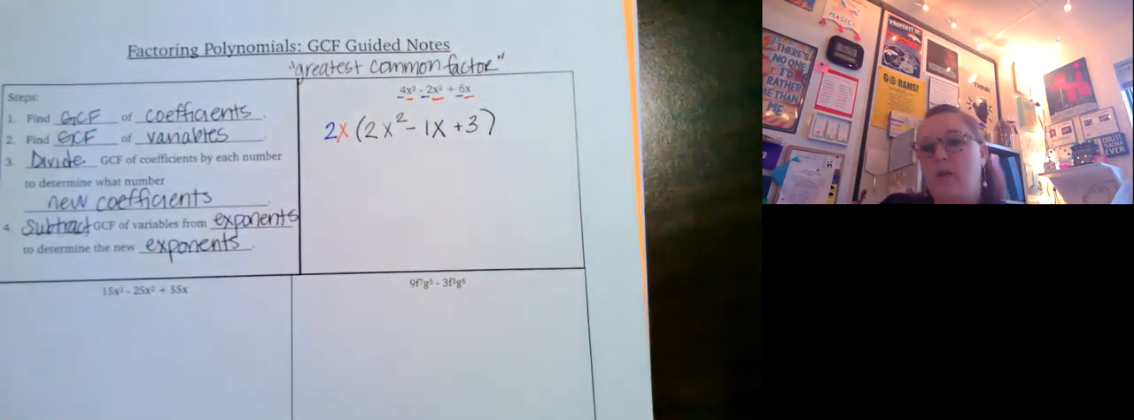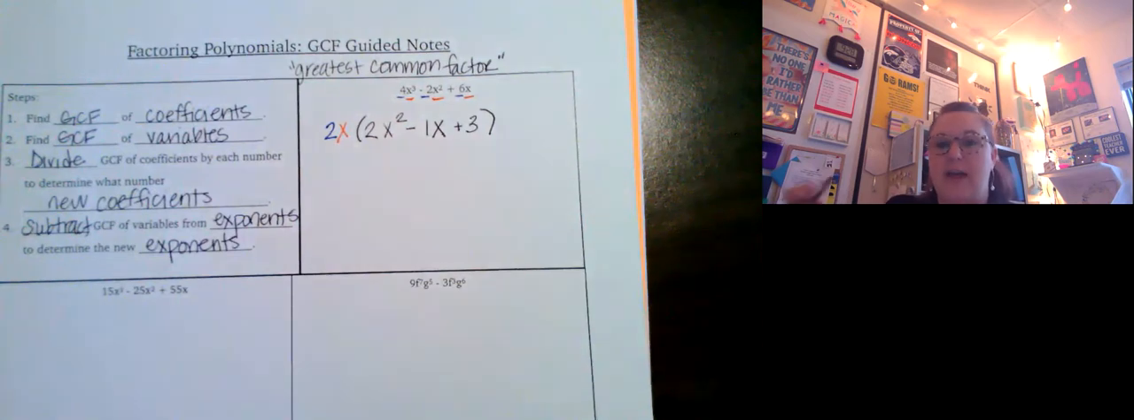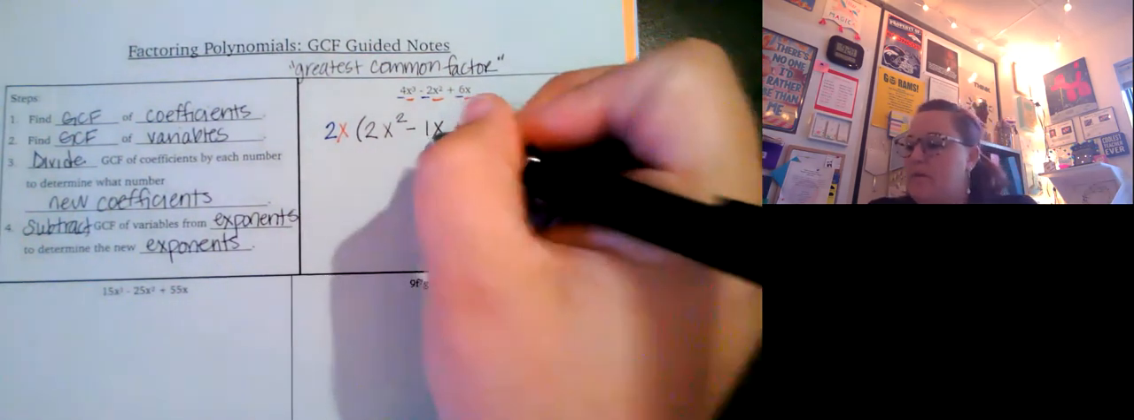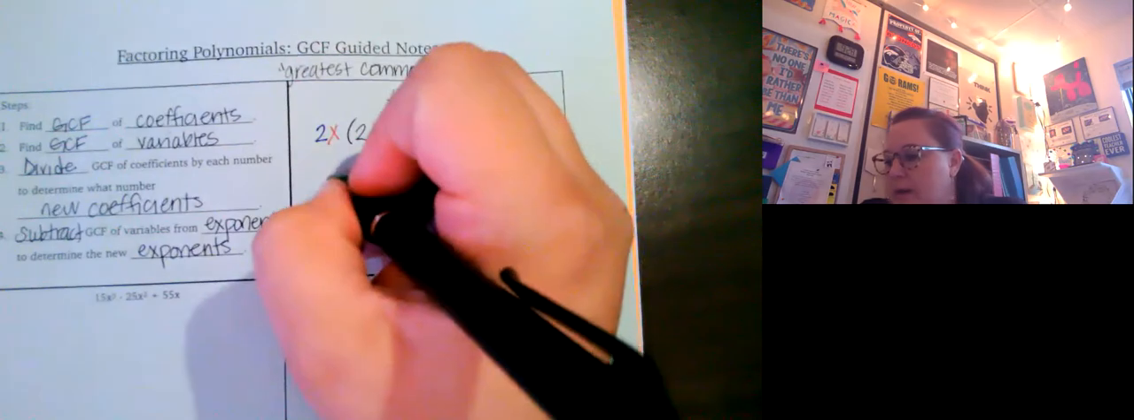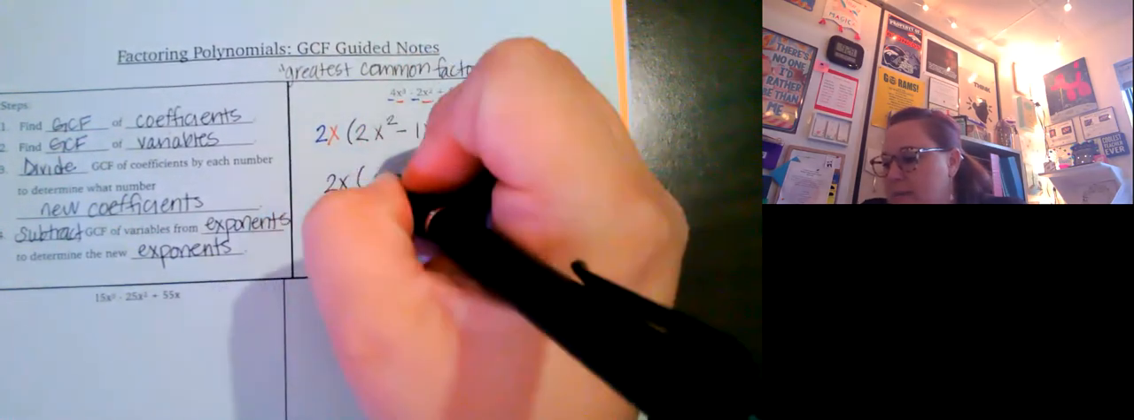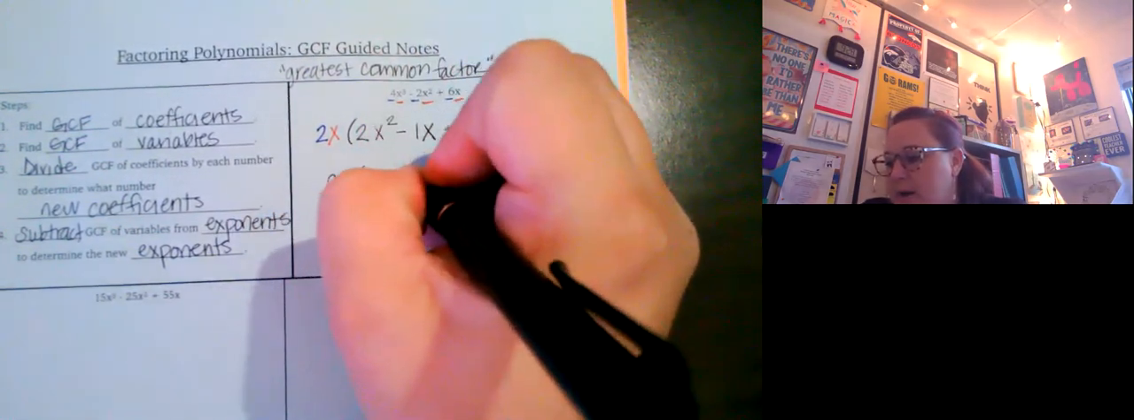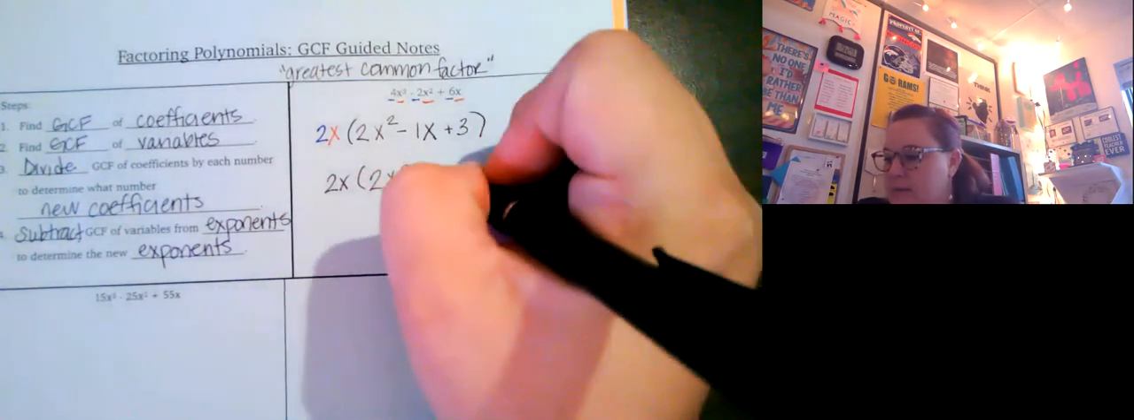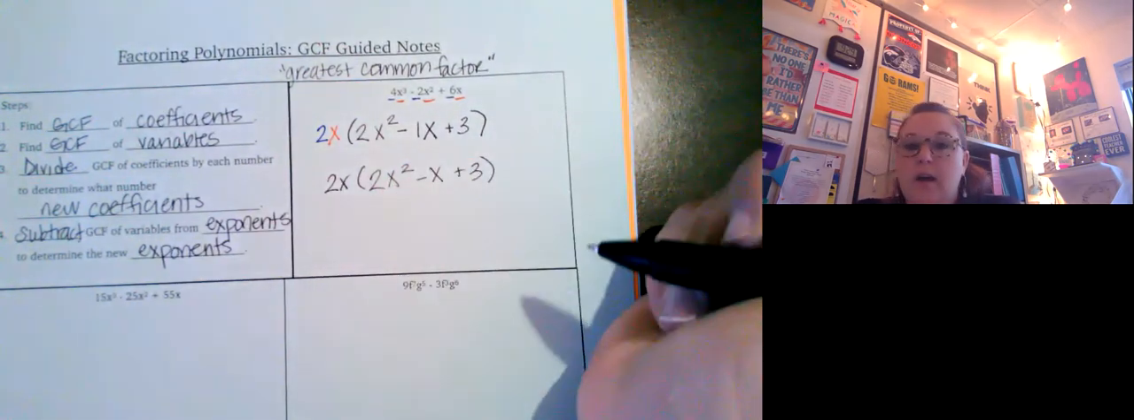So we factored out what each term had in common. They had a 2 in common in the coefficients. They each had an x in common. So we pulled those two things out, and then we're left with the trinomial inside. Another way you could look at this, if we simplified it a little bit more, would be 2x times 2x squared minus x plus 3.